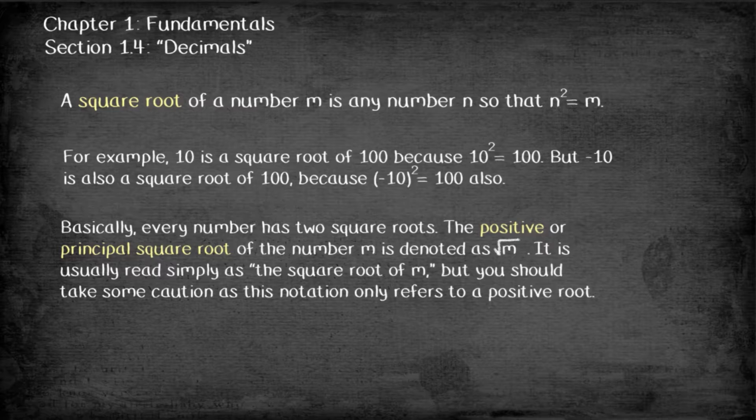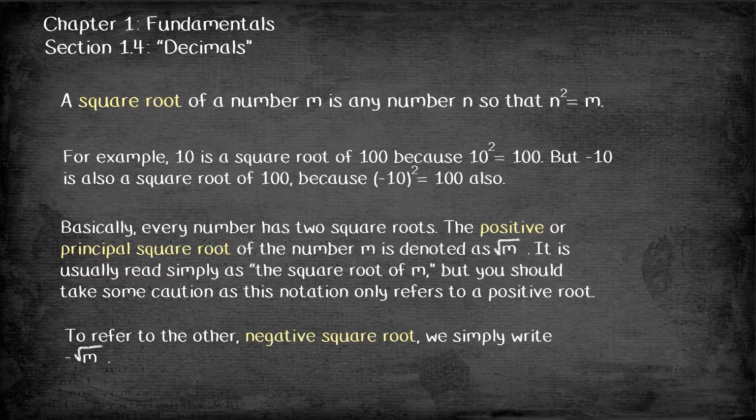The positive or principal square root of the number m is denoted with this little check mark looking thing. It's usually read as the square root of m, but there is a little bit of nuance here because it's always referring to the principal or positive square root. It's not referring to any negative ones. So if we want to refer to the other square root, the negative one, we would simply write the square root of m with a minus sign in front.